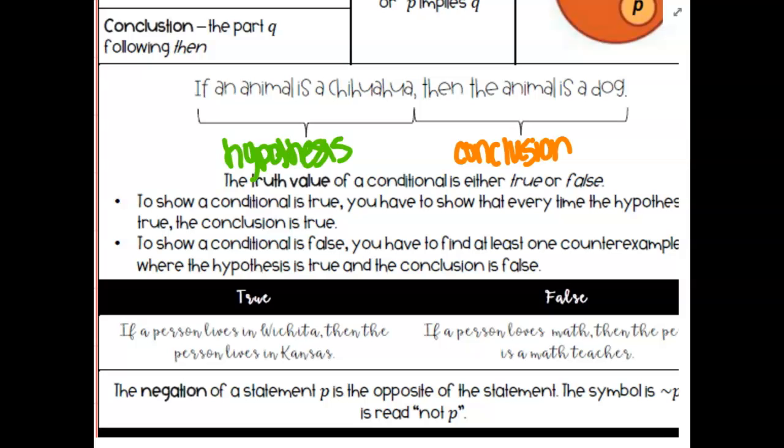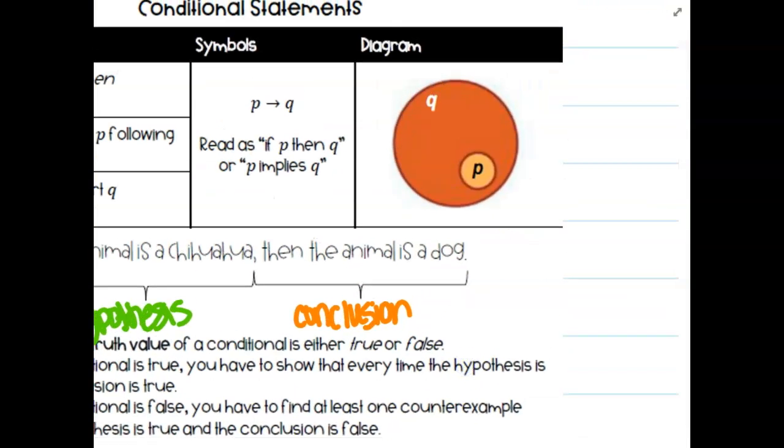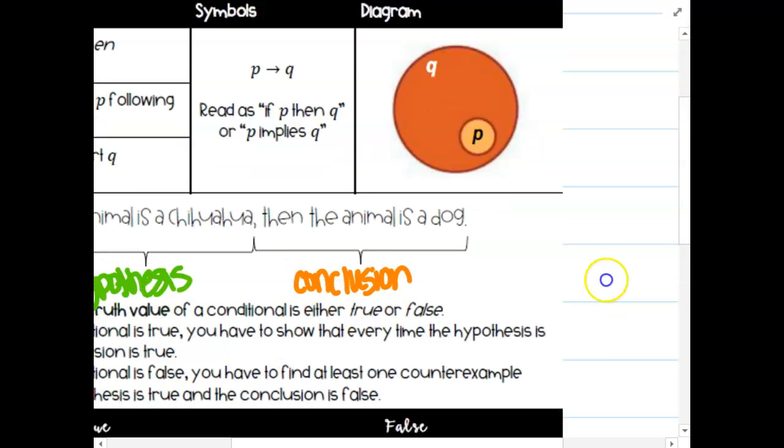So we have just your basic conditional, the if, then. Let me go back to it. So we've got examples of true and false. So true, if a person lives in Wichita, then the person lives in Kansas. So if it's true that a person actually lives, sleeps, has a house, whatever, in Wichita, that person always has to live in Kansas, right? Because Wichita is in Kansas. You can think about Wichita, Kansas, the bigger circle there, okay?